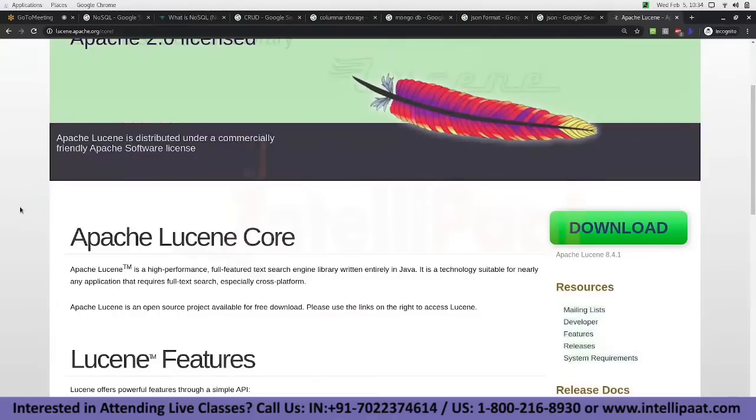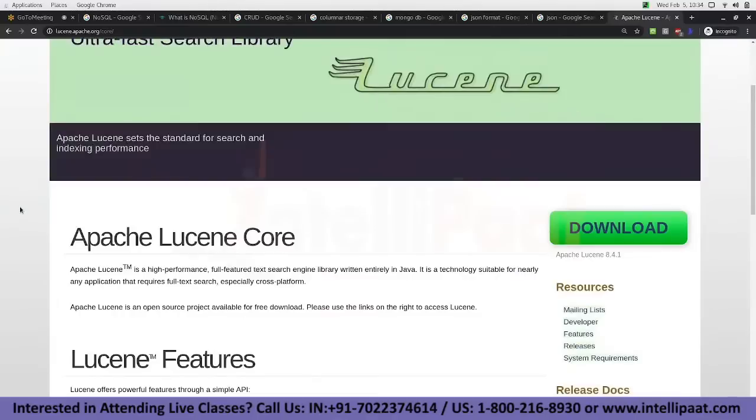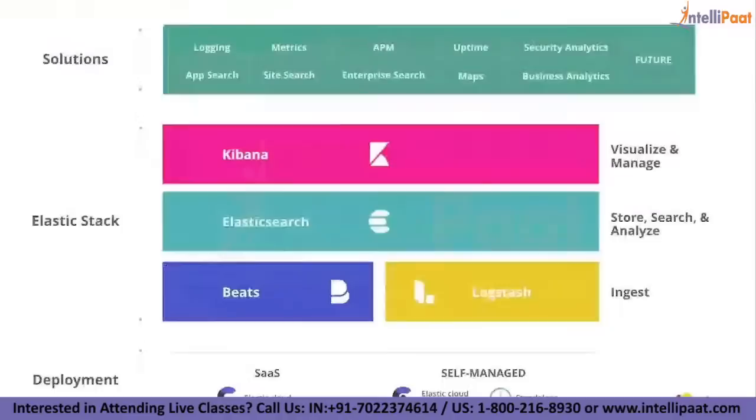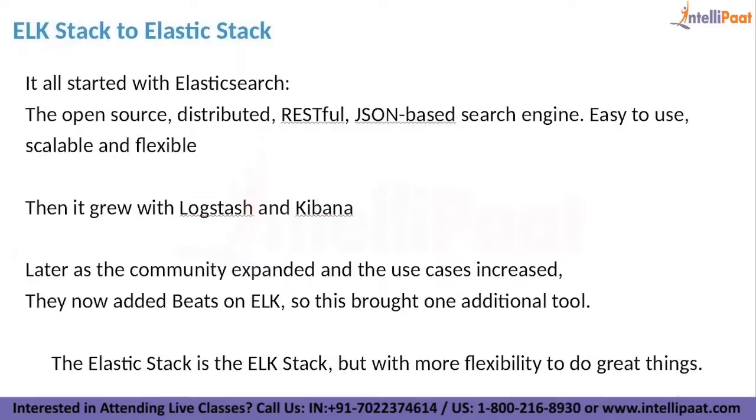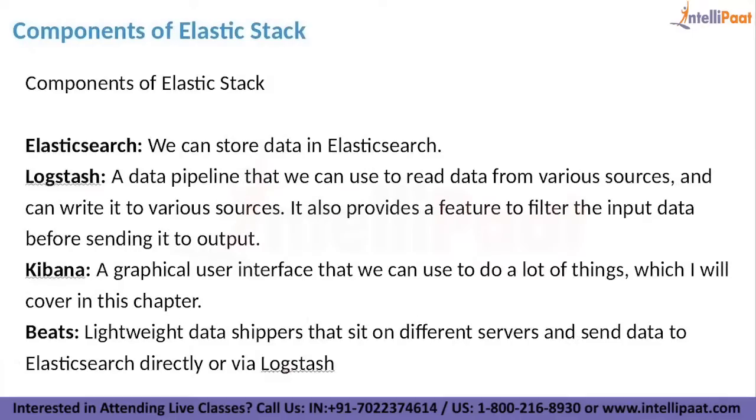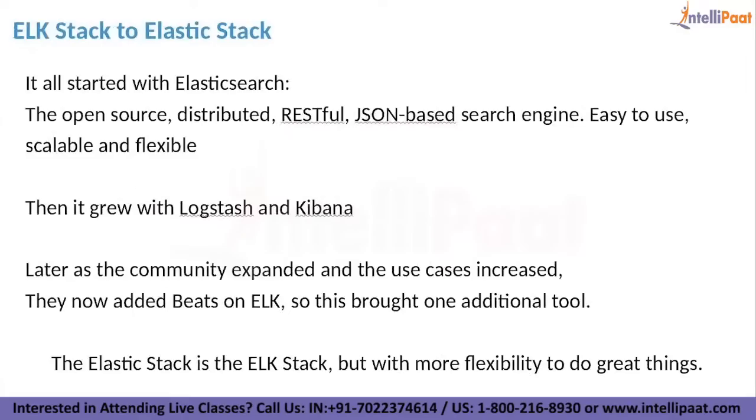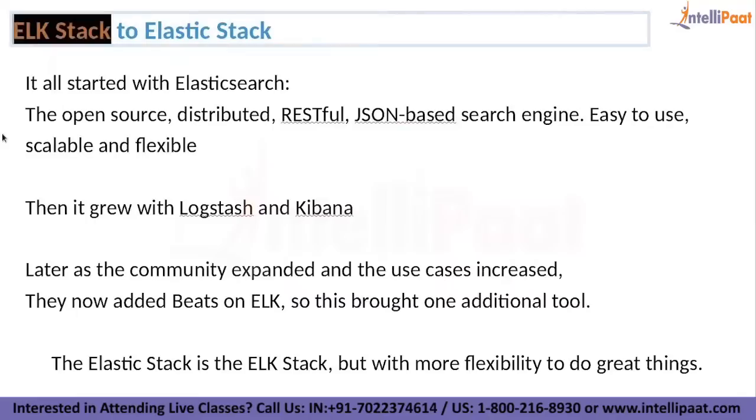Let's go a little bit deeper into the architecture. The Elastic Stack has four important components. Earlier, people used to call it the ELK stack, but once Beats came, people changed the term. So let me show you. Until 2015, people used to call it the ELK stack, but after 2016, the ELK stack was renamed to Elastic Stack, which is something you should remember. Going forward, only call it Elastic Stack, not ELK stack.